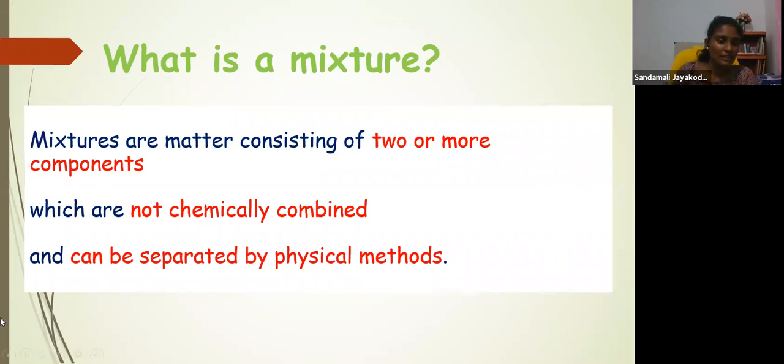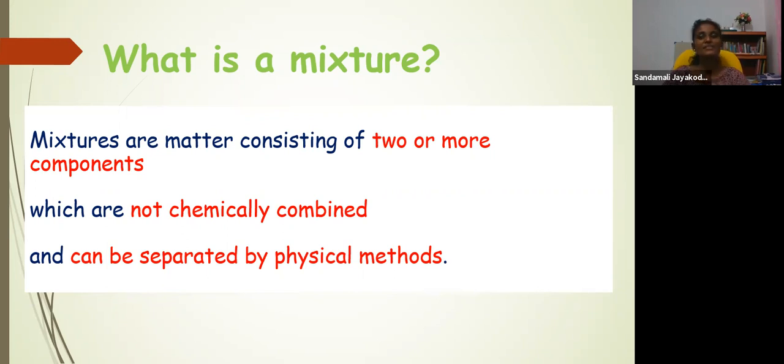So now we have learned these things about mixtures. Now we can develop a definition for a mixture. Here it is given that mixtures are matter consisting of two or more components. We have learned that. And which are not chemically combined. We also learned that. And can be separated by physical methods.